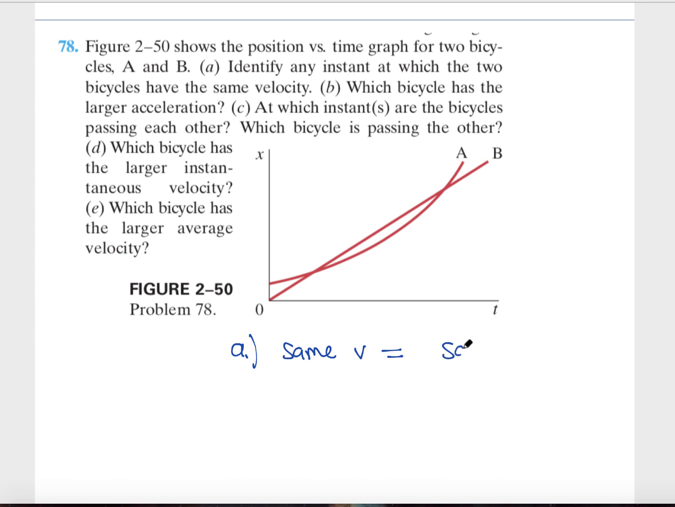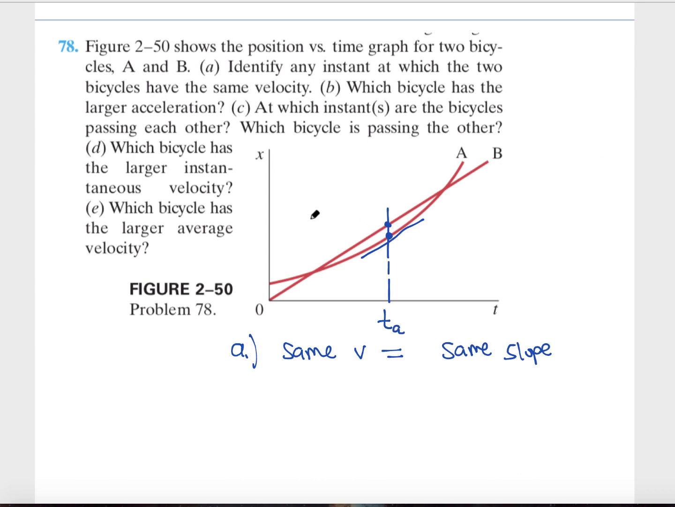means same slope. If I take a look at this, B has the same slope all the time. So really I just need to identify the instant when A has the same slope. That would be right here, about when the tangent line to A is parallel to B. So my instant when they have the same velocity must be this instant right here. I'm going to call this TA.